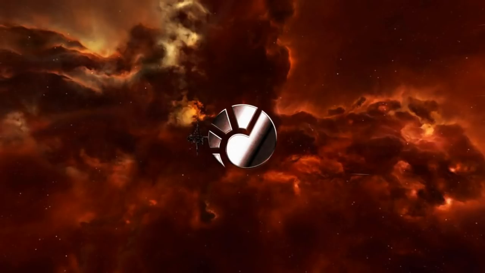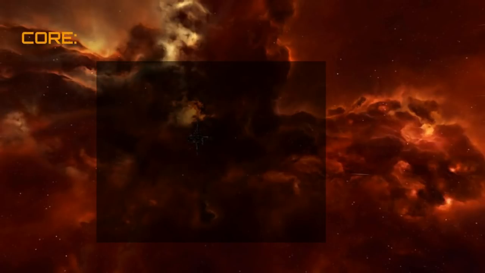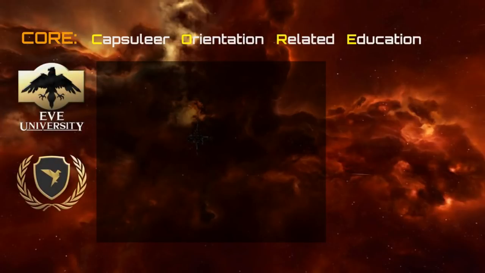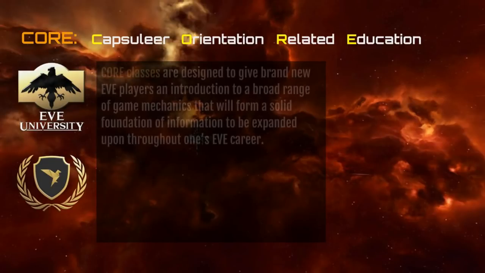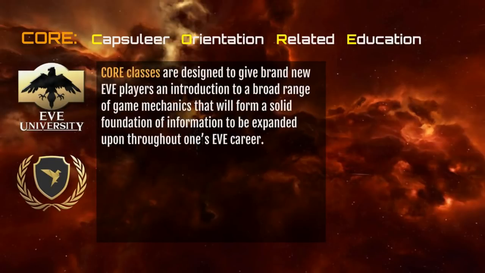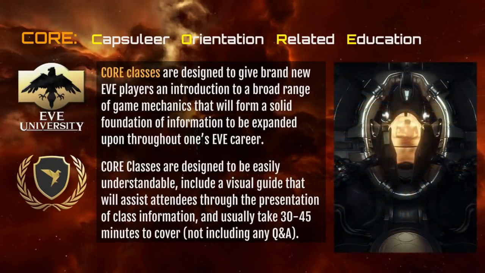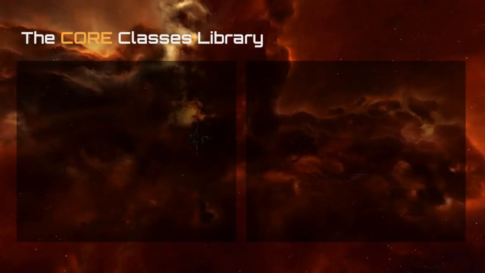in EVE Online. This is a CORE course, standing for Capsuleer Orientation Related Education. It's a curriculum developed by EVE University, part of the Ivy League Alliance. Core classes are designed to give brand new EVE players an introduction to a broad range of game mechanics that will form a solid foundation of information to be expanded upon in your EVE career. These classes are designed to be easily understandable, take about half an hour to get through, and have a visual guide, the purpose being to make you a better Capsuleer.